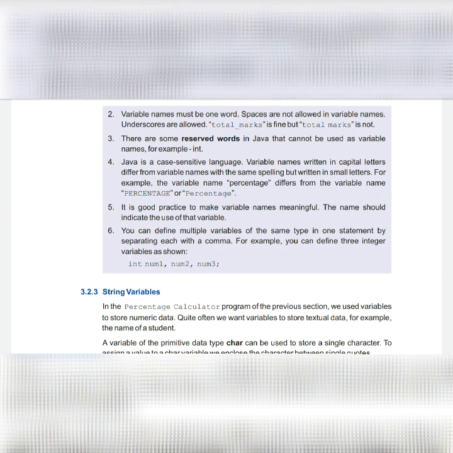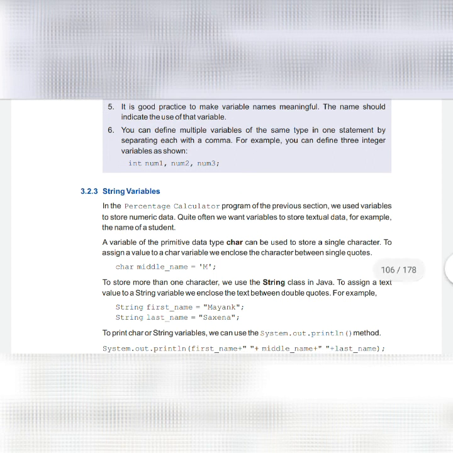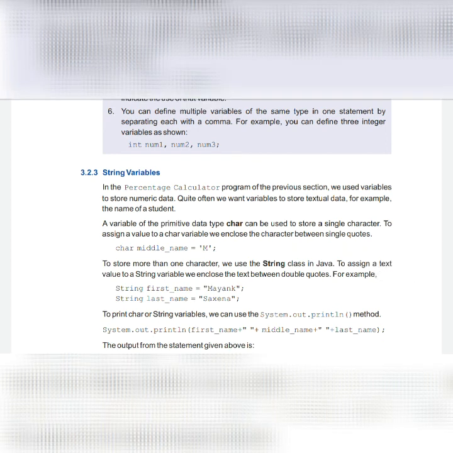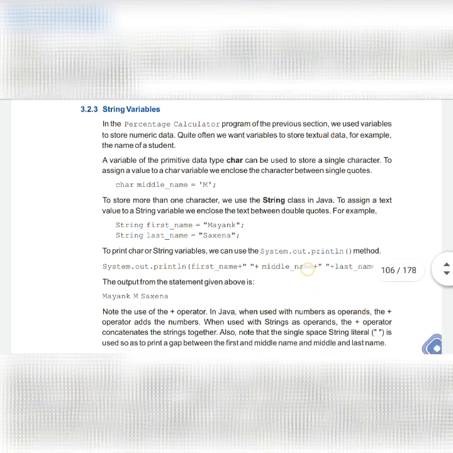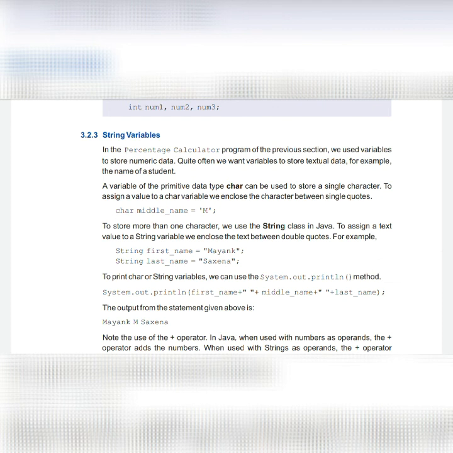Now string variables. There are character variables, the primitive data type char, and then there is string. So when do we use string and when do we use char? In the percentage calculator program of the previous section, we used variables to store numeric data. Quite often we want variables to store textual data, for example the name of a student. Till now we have calculated the percentage, and for that we only went with numeric data. But what if we want to store anything in string form? String form means any name. So how can we write it? For that we use string variables.